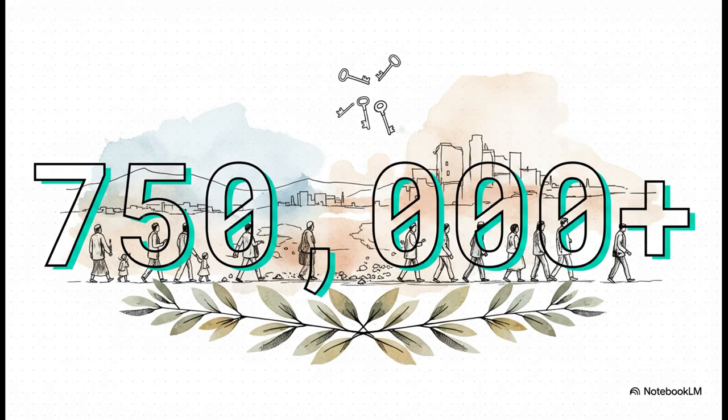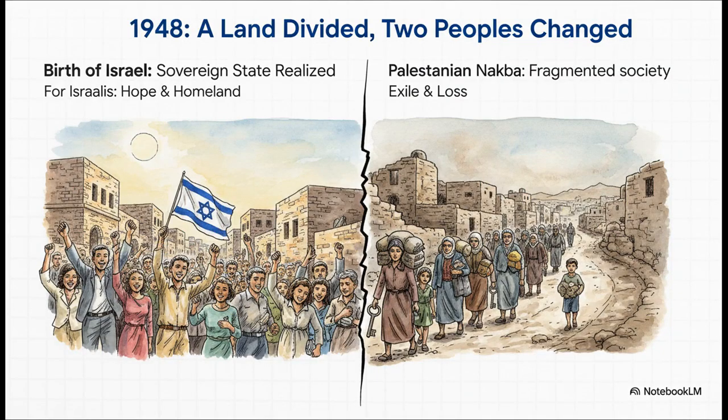But the human cost, well, it was staggering. During the war, more than 750,000 Palestinians either fled the fighting or were forced from their homes in the areas that became Israel. This created a refugee crisis that, as we know, has never been resolved. And this is the key. You have 2 totally divergent realities emerging from the same war.